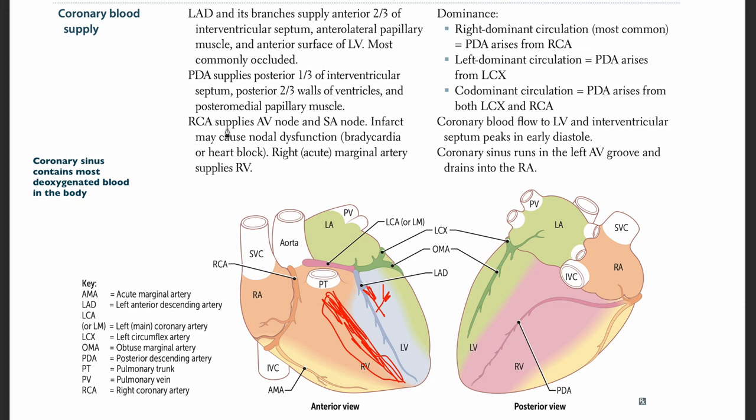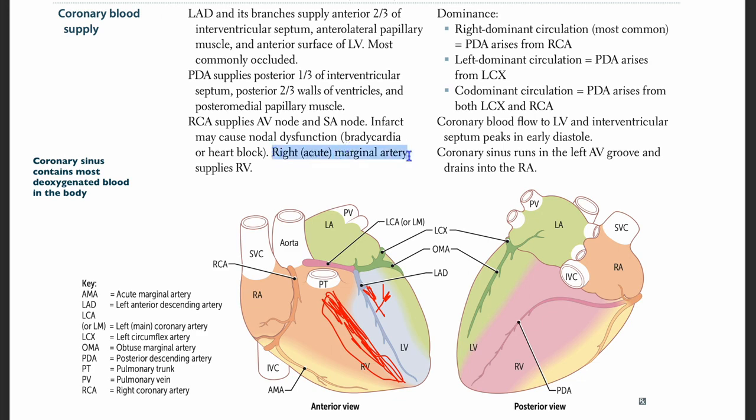Right coronary artery supplies the AV node and SA node. That's important. Okay. Infarct may cause nodal dysfunction. So if there is a thrombus in there or an infarct or something around this area, that will cause decrease in supply to the AV and SA node, and that will cause nodal dysfunction. So then if that happens, you get bradycardia or heart block, right?